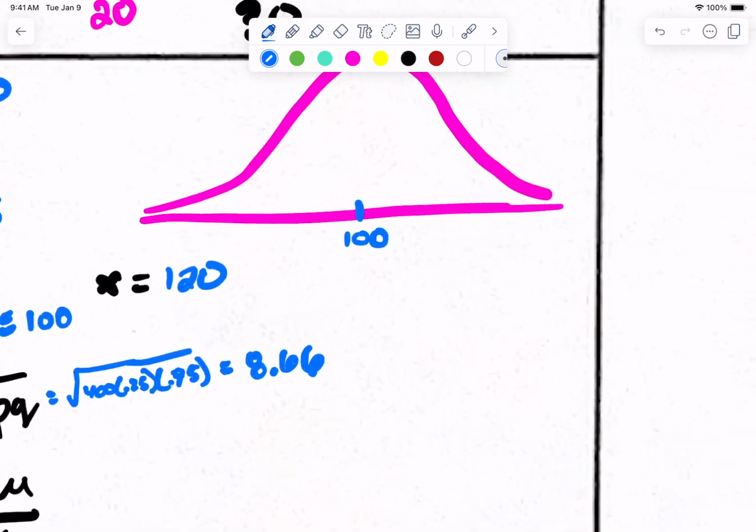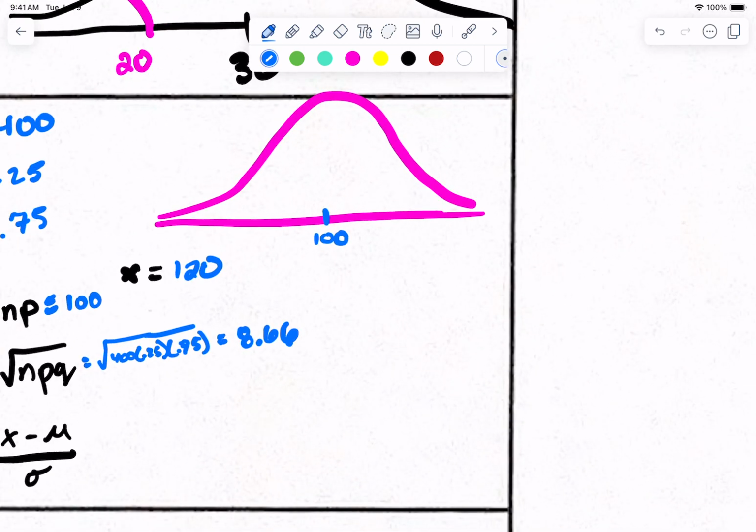Where does 120 live on my bell curve? Why are we always doing to the right? We're always doing to the right. I'm sorry. I should give you one that's to the left, but whatever.